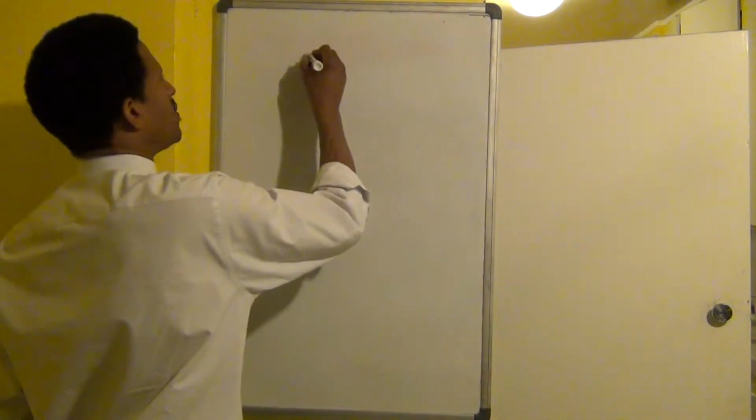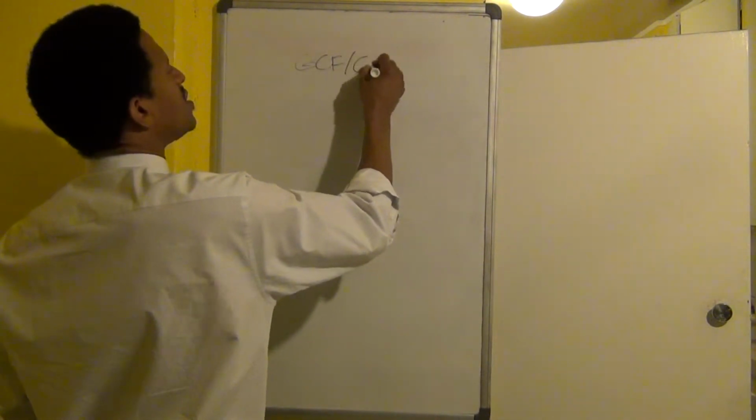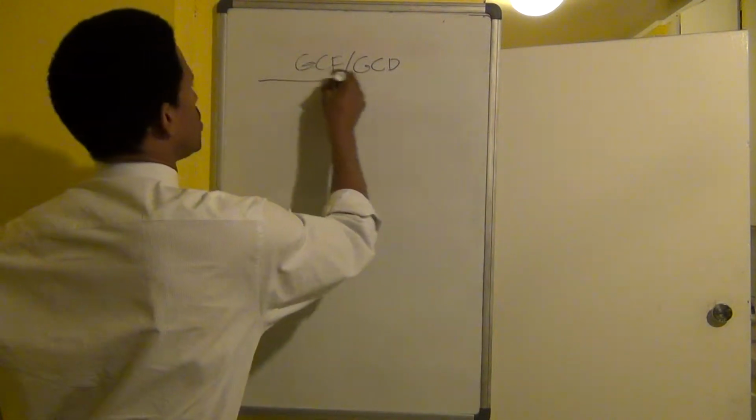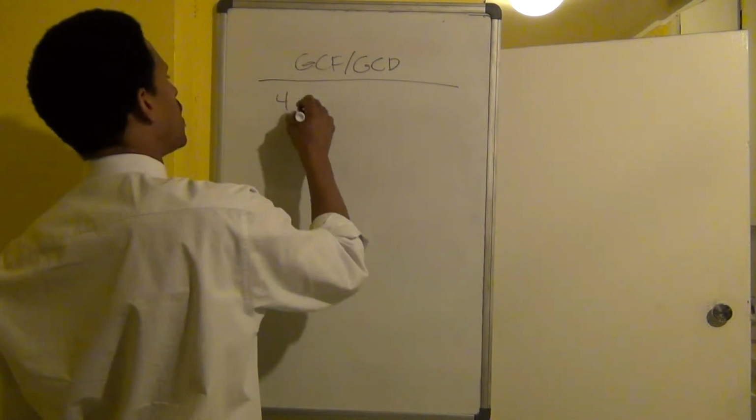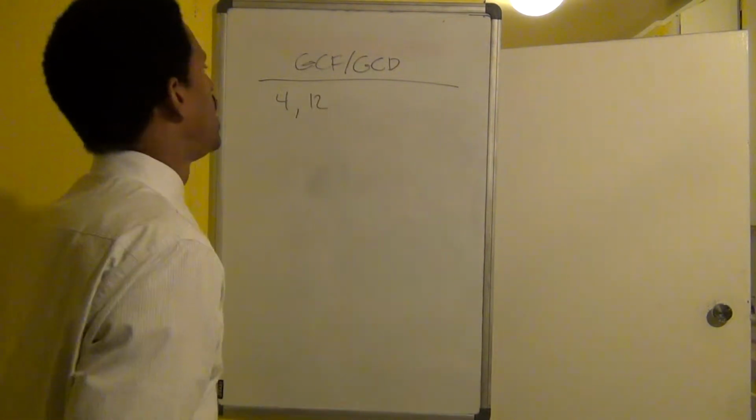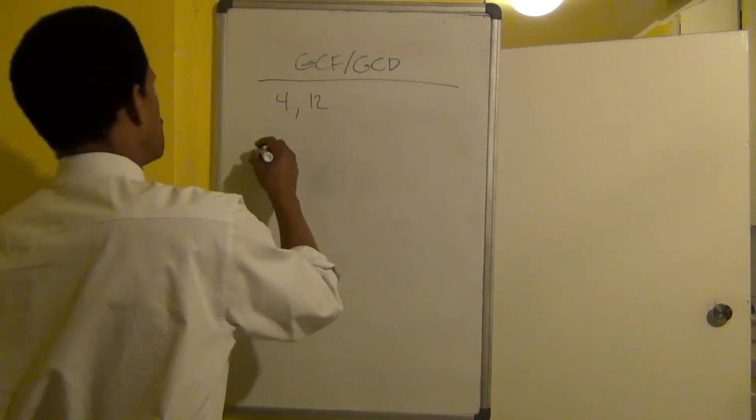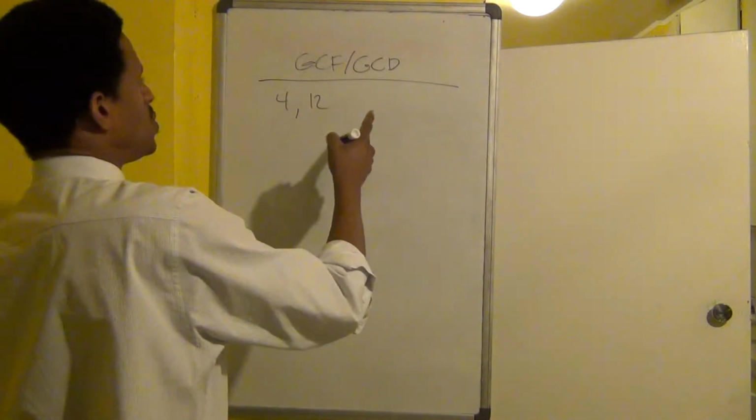So we'll go here, finding the GCF or the GCD, greatest common factor, greatest common divisor. Let's say I have 4 and 12, and I want to find the greatest common factor of 4 and 12. One way is to go ahead and lay out all the numbers that can be multiplied by.